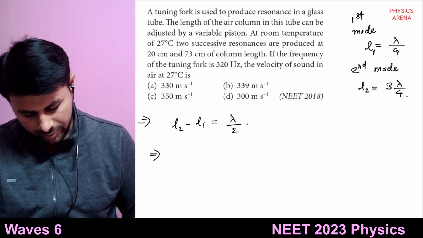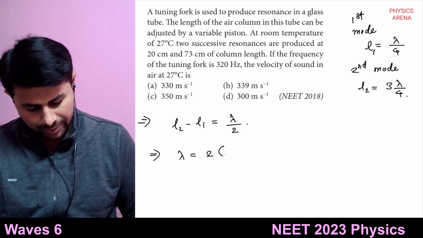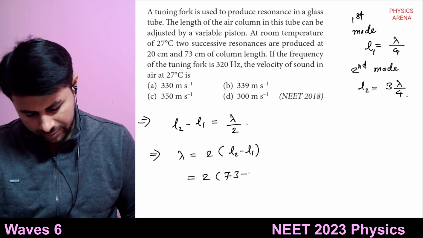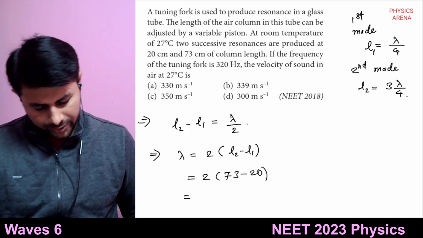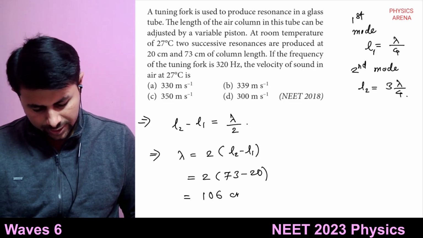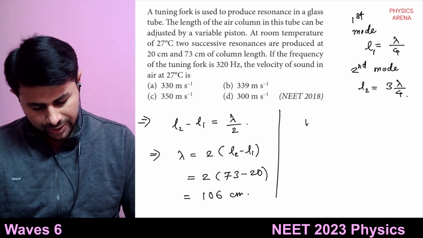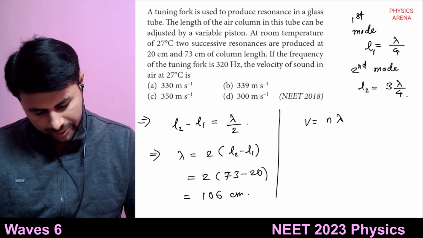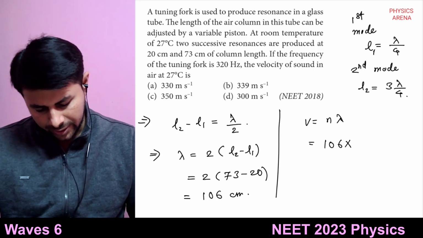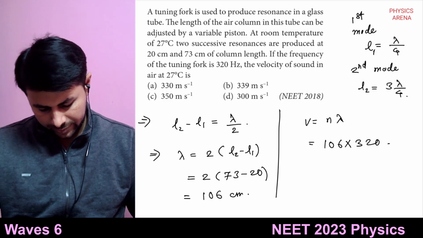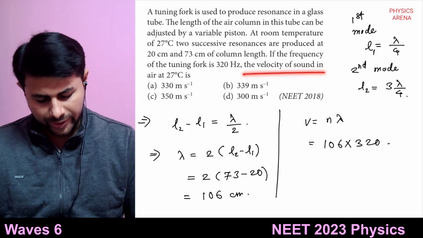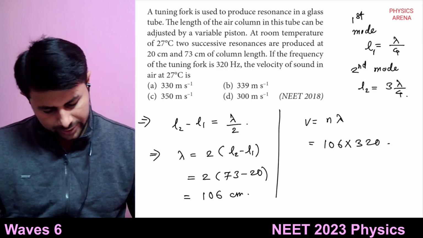So then from here you can find lambda, which will be 2 times L2 minus L1. That is 2 times of 73 minus 20. Okay, 53 times 2, 106 centimeters, and V is equal to n times lambda. So it is 106 multiplied by 320. Lambda is 106, n is 320 hertz. We want to find velocity of sound in air. So let's do this multiplication.